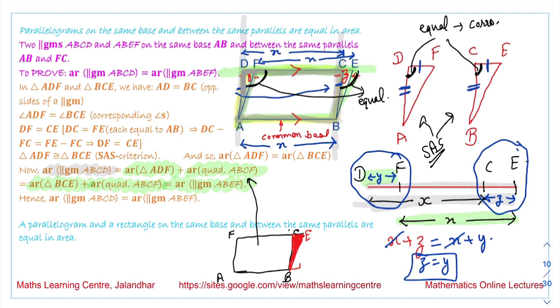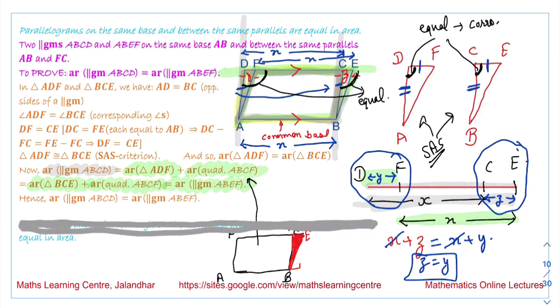We have added a triangle on this side to get one parallelogram. We have added a triangle on this side to get the second parallelogram. And as the areas of both these triangles are the same, the areas of both the parallelograms are also the same. Similarly, this result can be written in this form. We are saying this is a special case: a parallelogram and a rectangle on the same base and between the same parallels are equal in area.